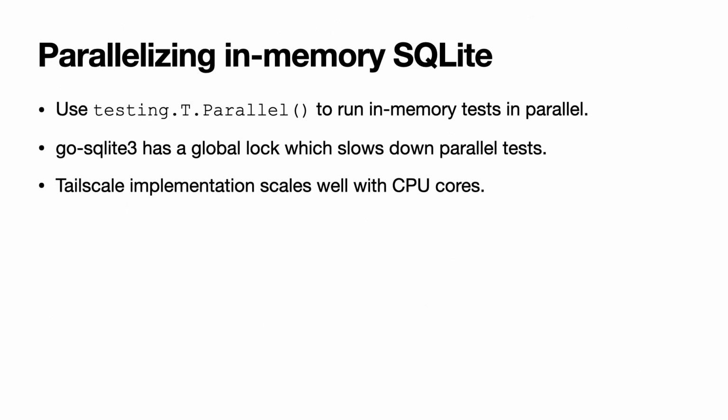The one caveat here is that Go SQLite 3 has a global lock on its connection, so it'll actually slow down parallel tests. If you want to get better performance for these parallel tests, you need to use a tailscale implementation.